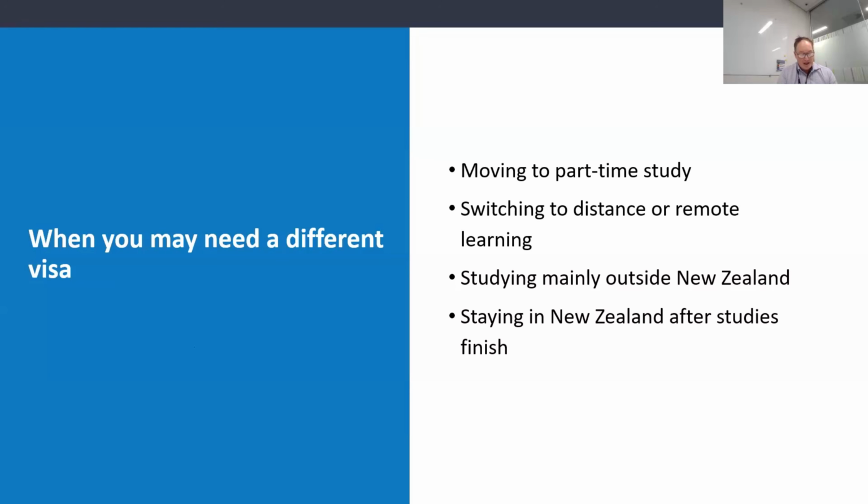Up until now, we've been talking about changing the conditions of your student visa or applying for a new student visa. However, there are some situations where a student visa may no longer be the right visa for what you want to do in New Zealand. A student visa is generally intended for full-time, on-campus study with an approved education provider. If you're planning to move to part-time study, switch to distance or remote learning, or spend most of your time studying outside New Zealand, you may need to consider a different visa option.